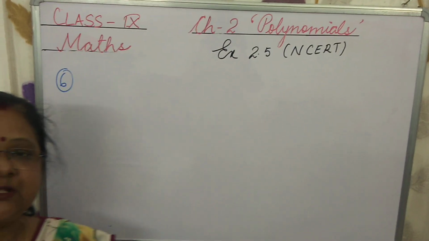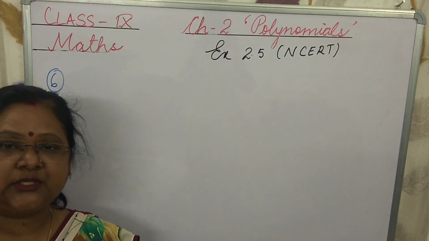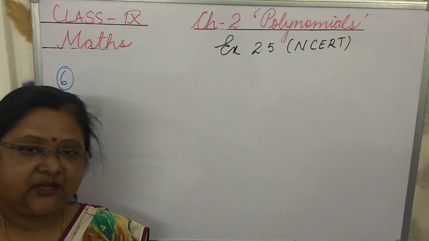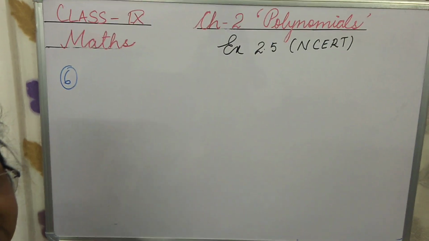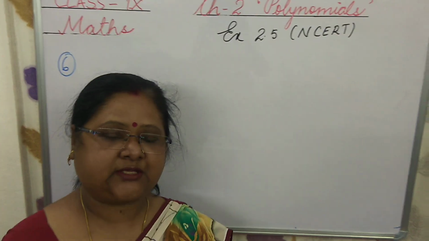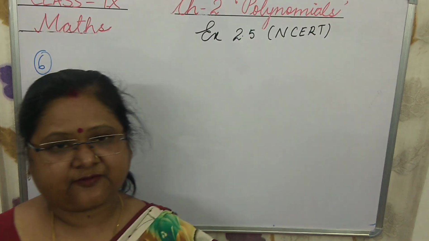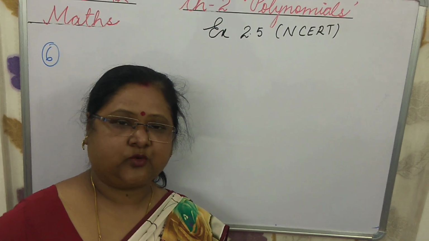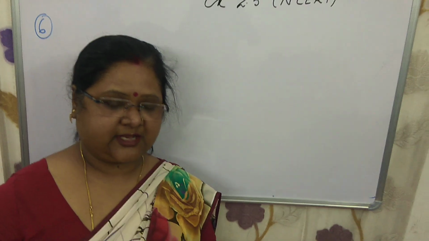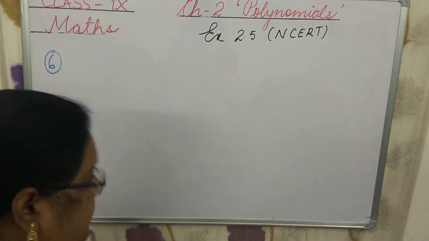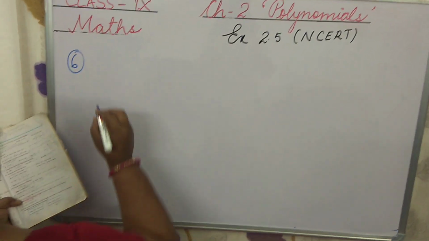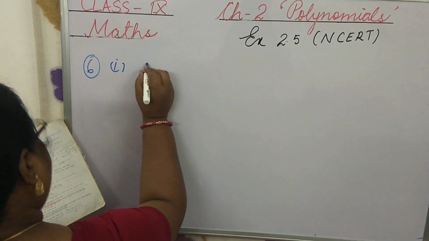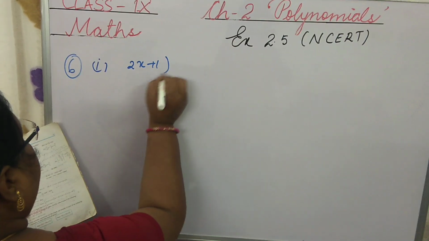Now question number 6. Write the following cubes in expanded form. Here you have to just use the formula of a cube, that is x plus y whole cube equals x cube plus y cube plus 3xy into x plus y, or x minus y whole cube equals x cube minus y cube minus 3xy into x minus y. So you have to just put it in that formula and solve it. So let me solve the first one, 2x plus 1 whole cube.